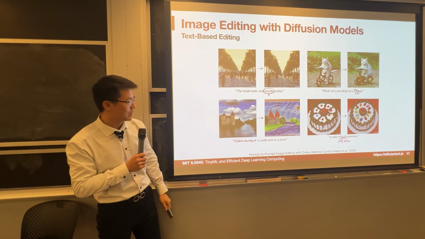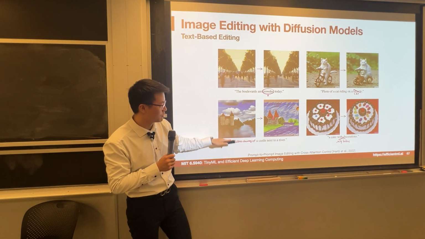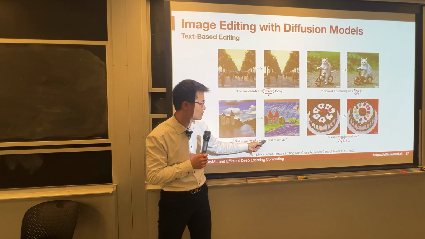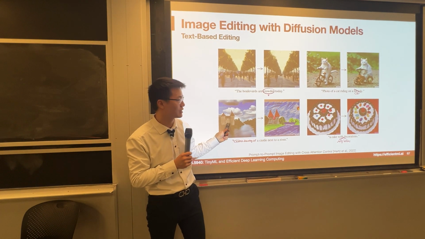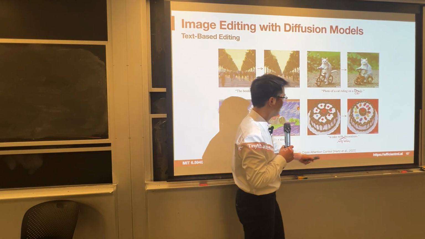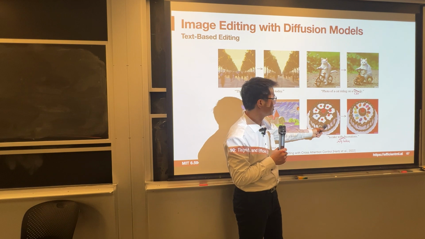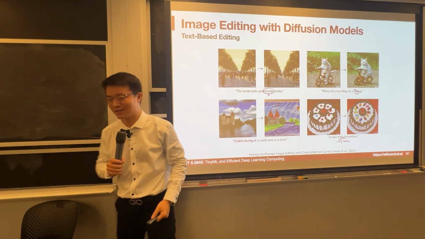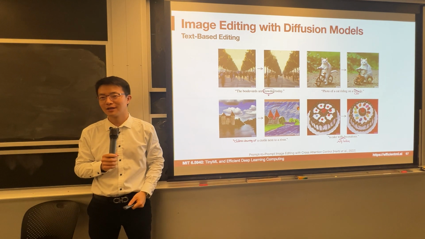And then here, this is just image, and then we want to add a style, children's drawing of a castle next to a river. Immediately turn the castle river into a children's style. Or we can add some jelly beans to the cake. And this looks like magic. How is that achieved?